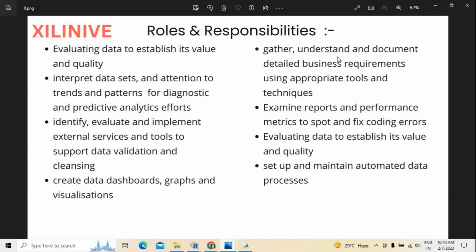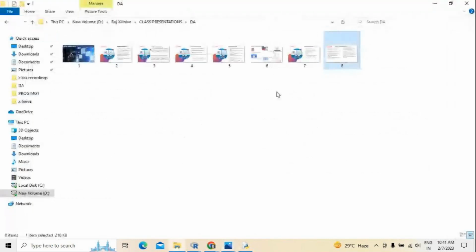There may be a few more, depending on the kind of experience, the kind of industry, and the kind of profile we carry based on the experience. There may be some slight variation, but this is the standard to understand if you want to become a data analyst. So these are the roles and responsibilities one must be good with. So this is the complete picture of data analysis.